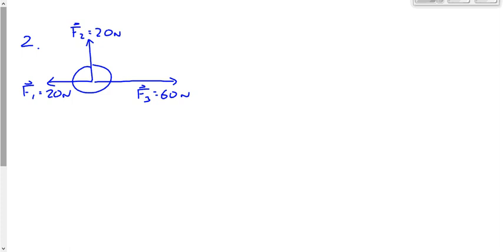So I'm going to say for this, sticking with the method, the x component of the first vector is negative 20.